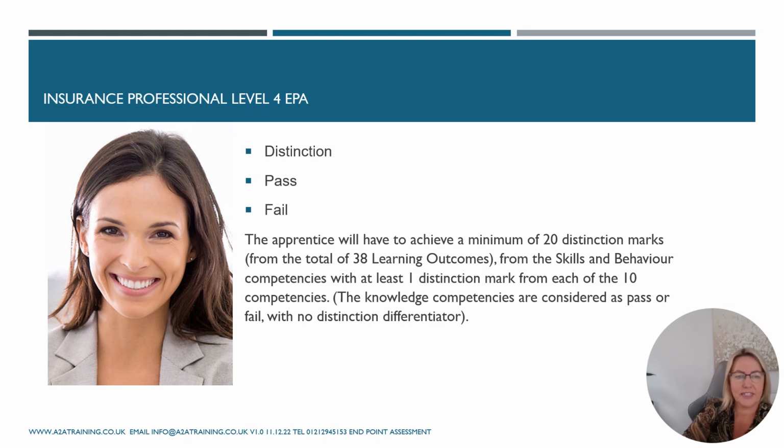In terms of grading, the endpoint assessment is graded as distinction, pass or fail. The apprentice will have to achieve a minimum of 20 distinction marks from a total of the 38 learning outcomes from the skills and behaviour competencies, with at least 1 distinction mark from each of the 10 competencies. The knowledge competencies are marked as pass only with no distinction criteria.